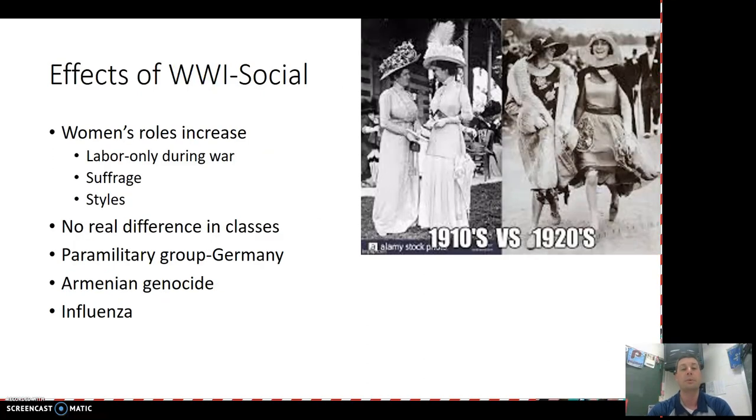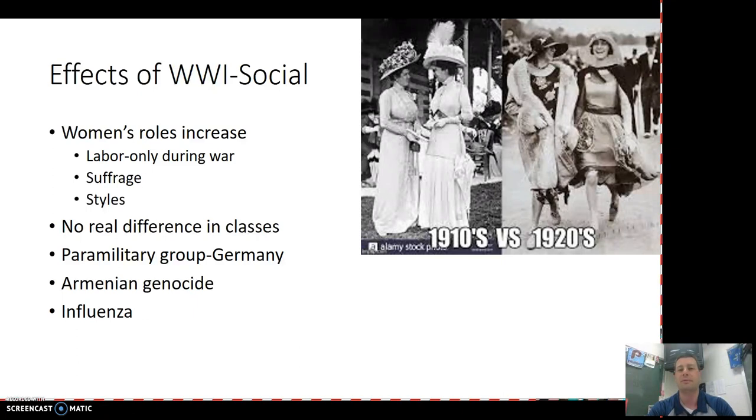Social. Women's roles are going to increase. Labor only during the war. After the war is over, the men come home and it's like, okay, ladies, go back to doing your housewife thing. And the women are kind of like, no, we deserve equal rights, equal opportunities. And that's eventually going to lead to the ideas of women's suffrage. Well, if the men aren't going to be able to get this done for us, we need to get involved.